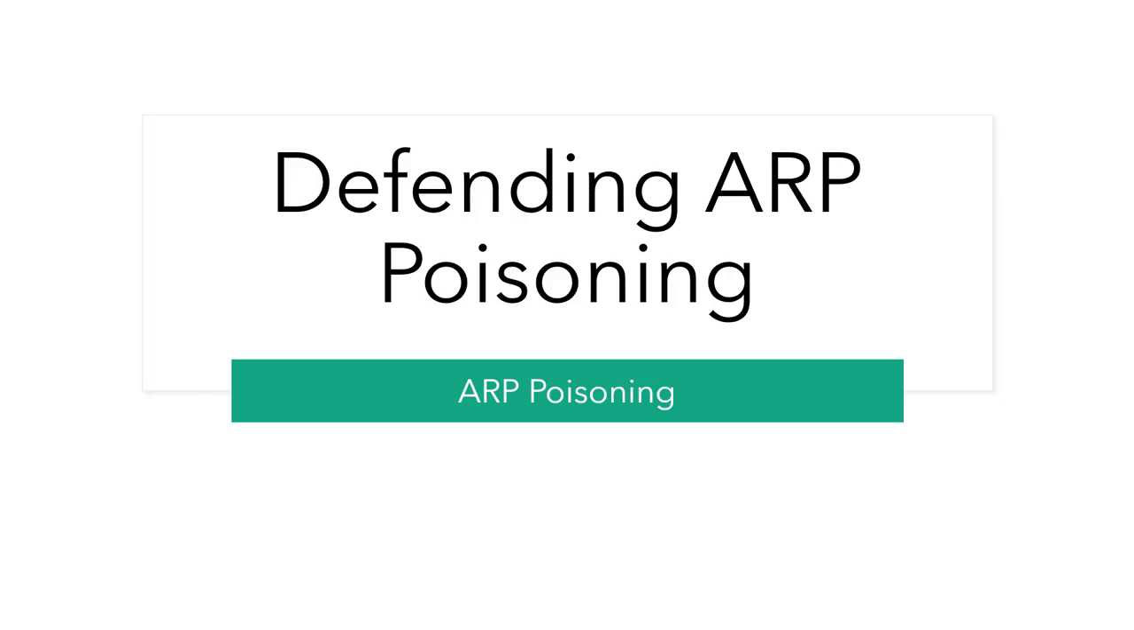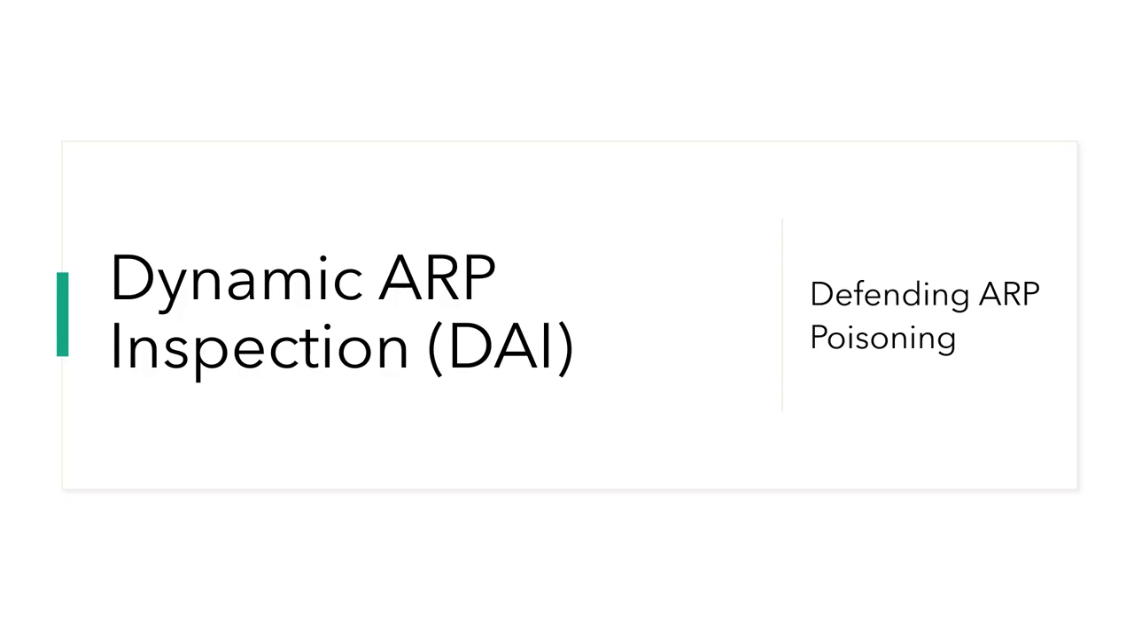Defending against ARP poisoning. Dynamic ARP inspection, or DAI, is used with DHCP snooping. IP to MAC bindings can be tracked from a DHCP transaction to protect against ARP poisoning, which is an attacker trying to get your traffic instead of your destination. DHCP snooping is required in order to build the MAC to IP bindings for DAI validation.